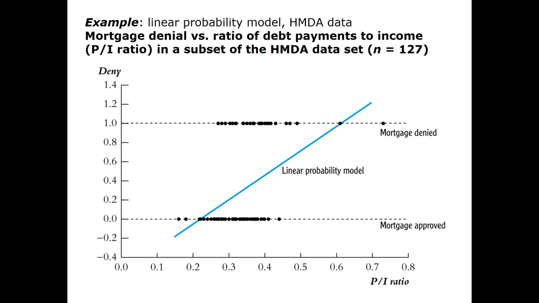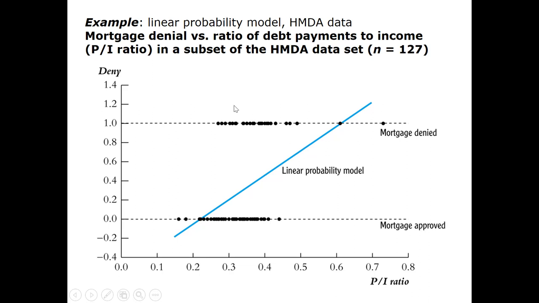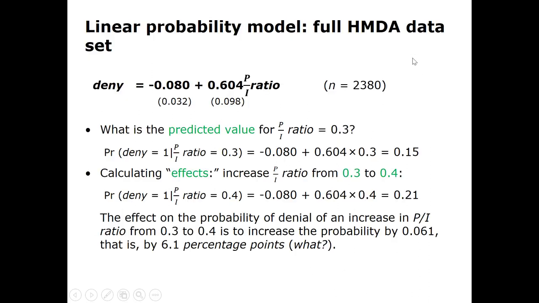Hope you understood the context now. So what is the fitted model here? Let's look at the fitted model using the full HMDA data set. This graph was for only 127 observations, so these dots make up the 127 observations, but this model is for the full set, that's 2,380 observations.